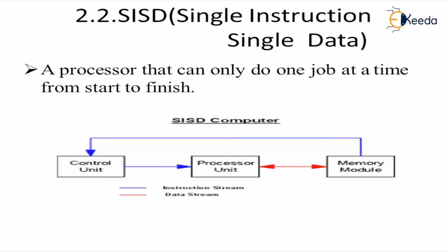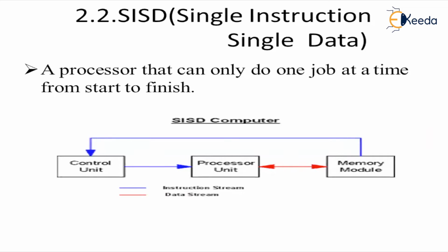Now let us understand what SISD, single instruction, single data, means. As the name suggests, it will do only one job at a time from start to finish. SISD is a computer architecture in which a single uniprocessor executes a single instruction stream to operate on data stored in a single memory. This corresponds to the von Neumann architecture.